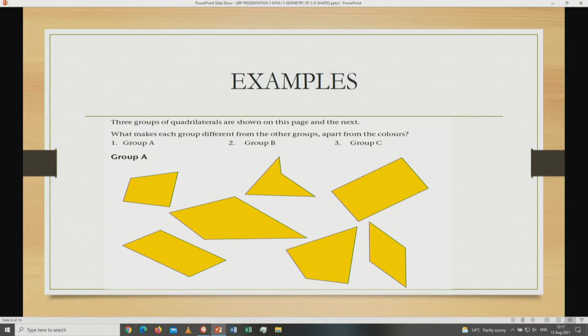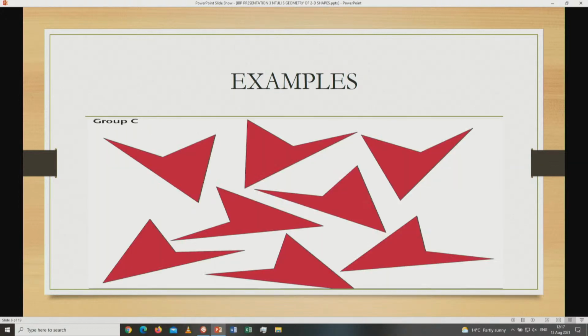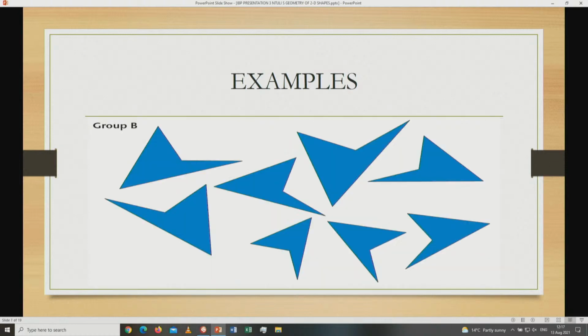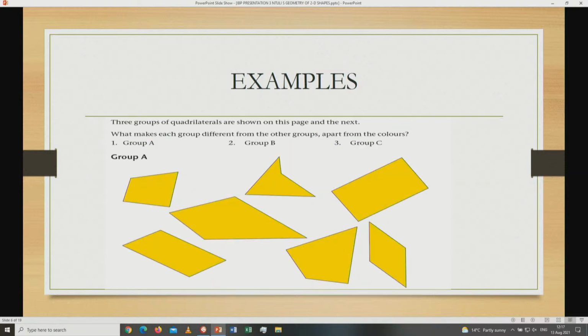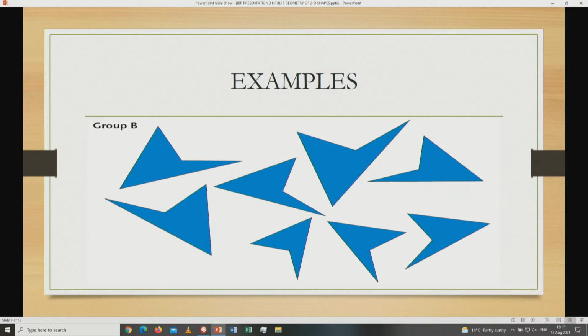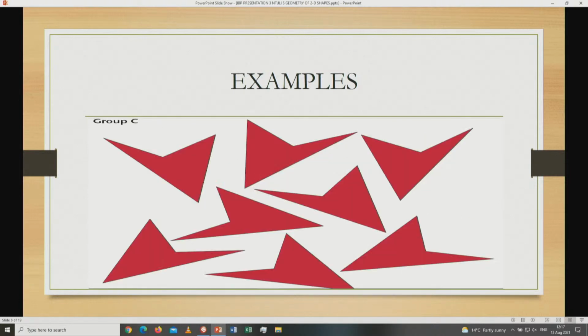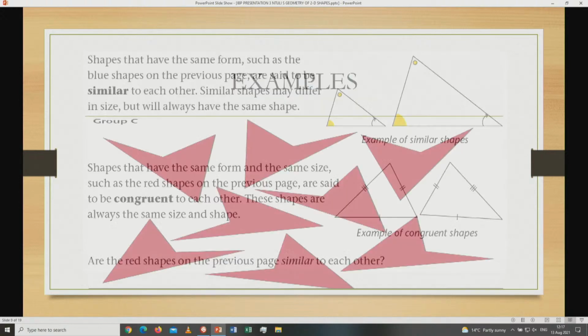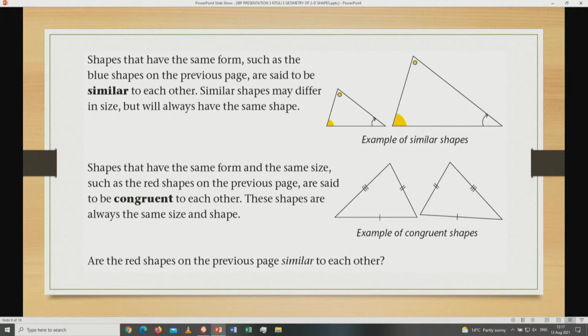Now, based on our observations, guys, we need to now come to a conclusion. These are the shapes. Group A shapes, group B shapes, and group C shapes. Right about now. Now here, let us get to see that. It says here to us, shapes that have the same form, such as the blue shapes on the previous page, are said to be similar.